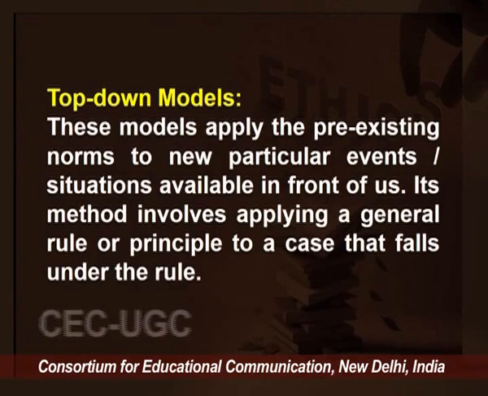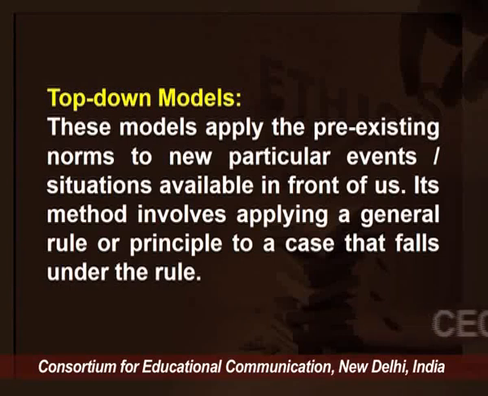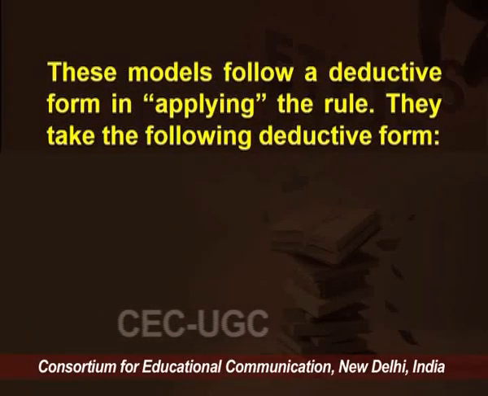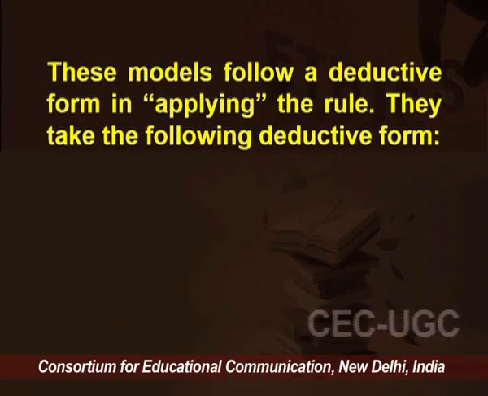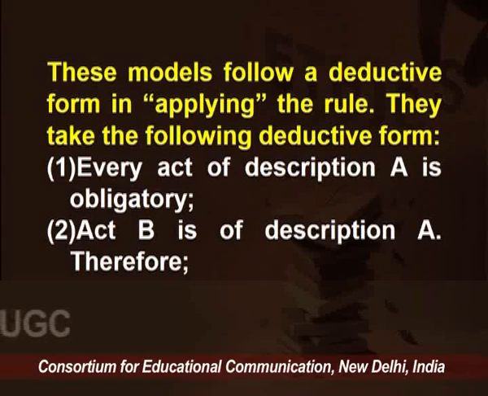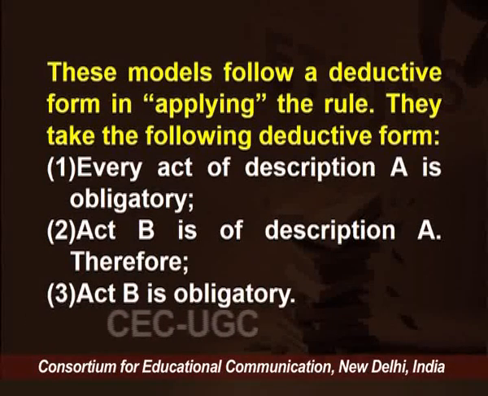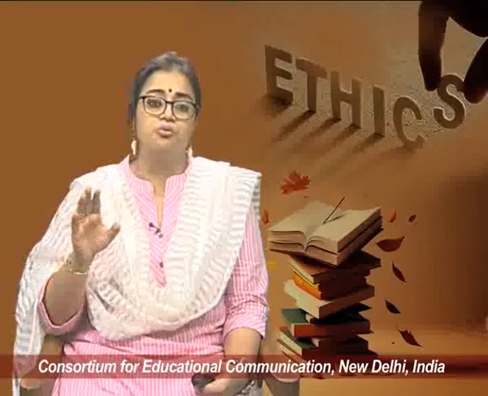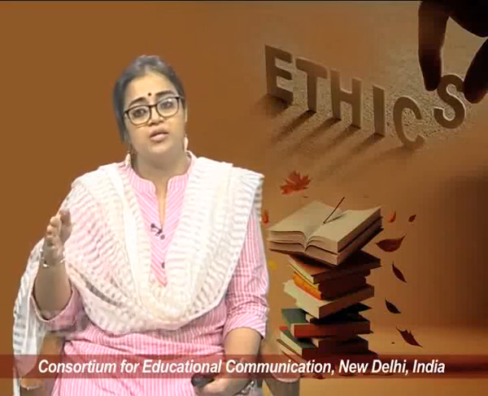The top-down models apply the pre-existing norms to new particular events, situations available in front of us. Its method involves applying a general rule or principle to a case that falls under the rule. These models follow a deductive form in applying the rule. They take the following deductive form. Every act of description A is obligatory. Act B is of description A. Therefore, Act B is obligatory. This approach considers that a single principle or rule can be used to decide the rightness, wrongness of actions.